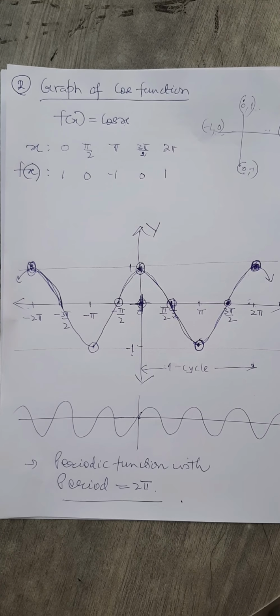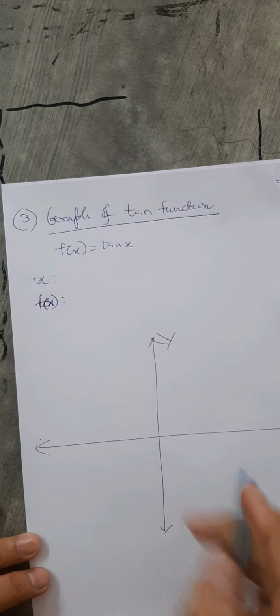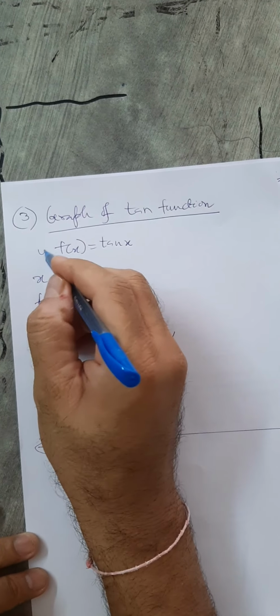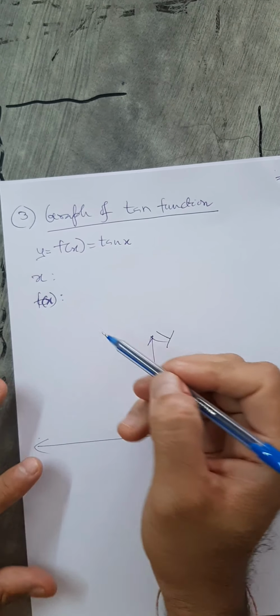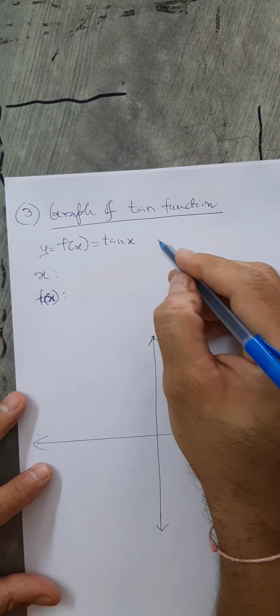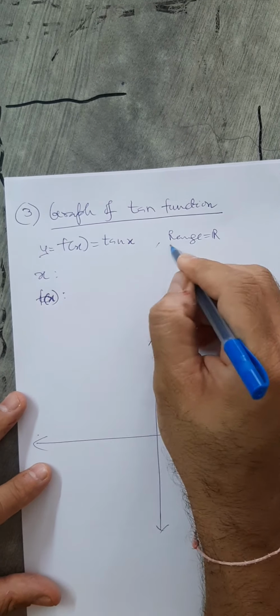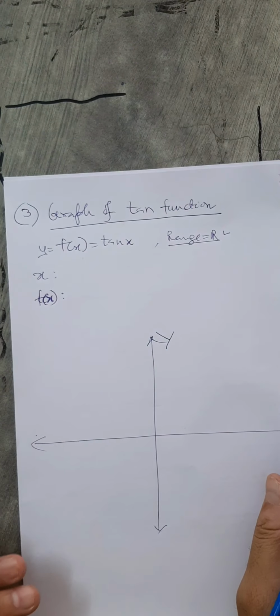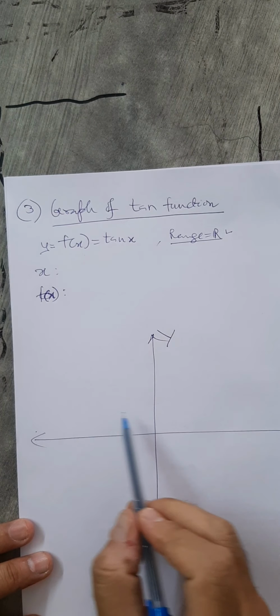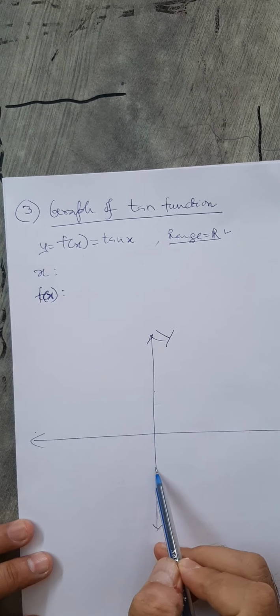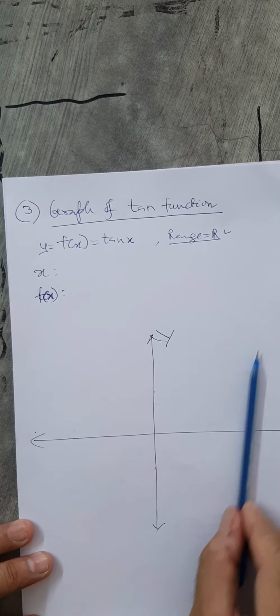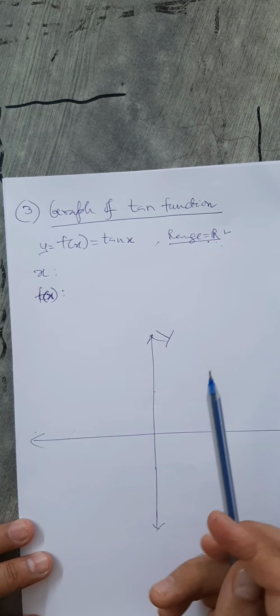Next I want to draw the graph of tan function first. Okay, next tan function, f(x) equals tan x, you can call it y also. Now if you remember, the range of the function equals all real numbers. The range of sine and cosine was the closed interval minus 1 to 1, so we had a graph between minus 1 and 1. Here graph is in the entire plane, remember, because range is R.